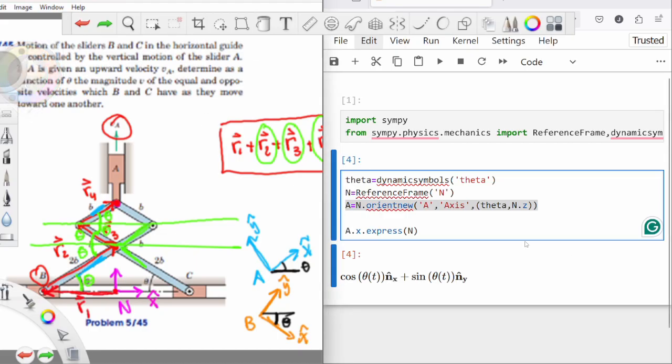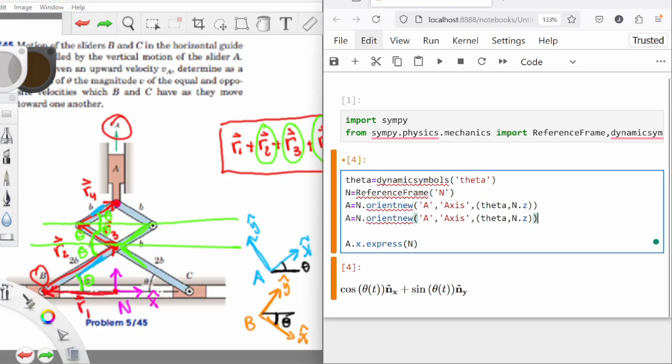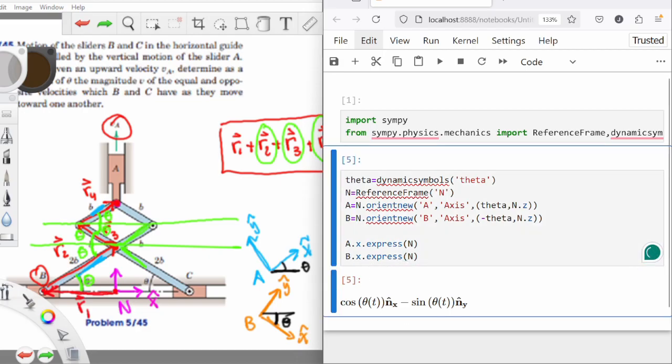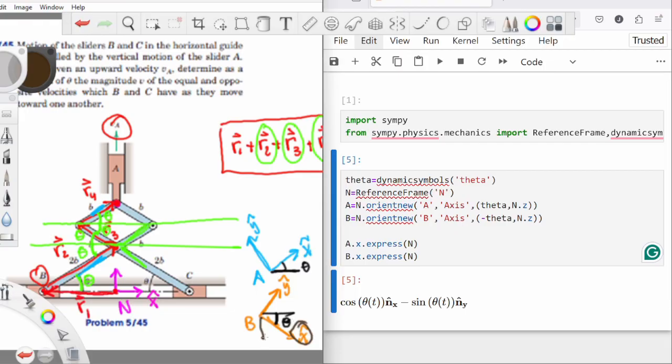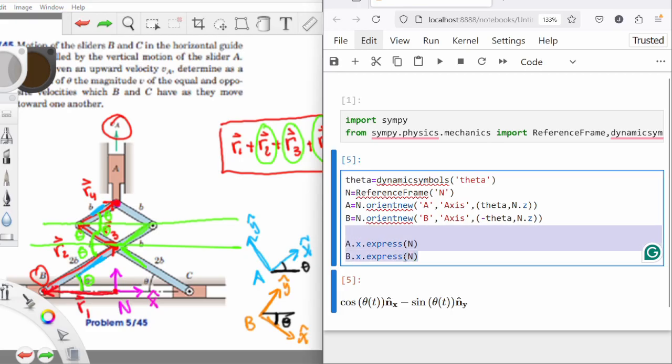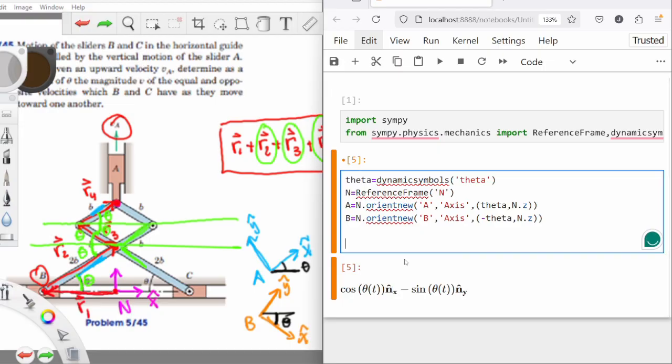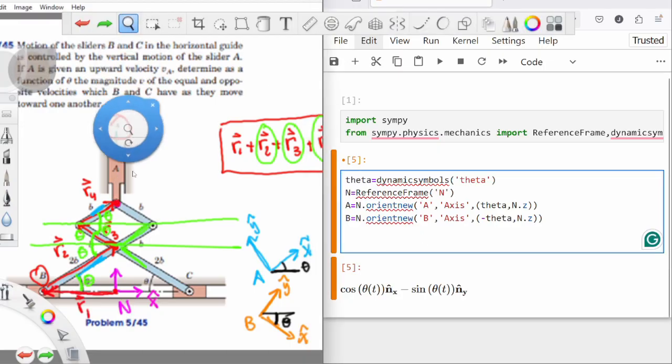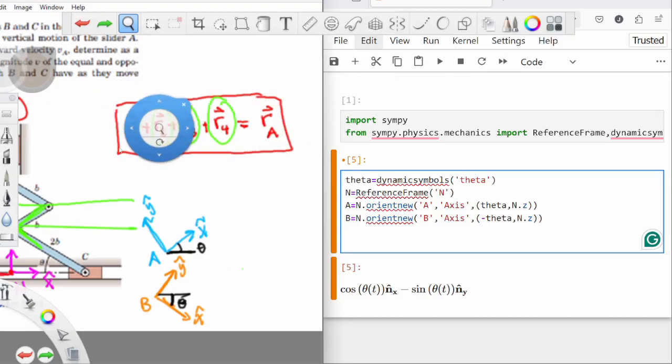Let's continue with the code. We will do another line for vector V. This one has a rotation of minus theta because we are rotating in the opposite direction, and we can observe the vector B expressed in n, and you can see that there is a negative sign for the y component, so that the x hat vector points downwards on the vertical axis, which makes sense with our choice of reference frames.